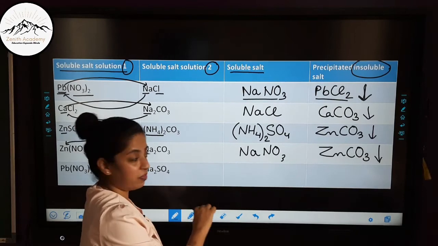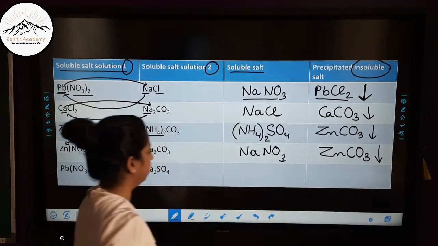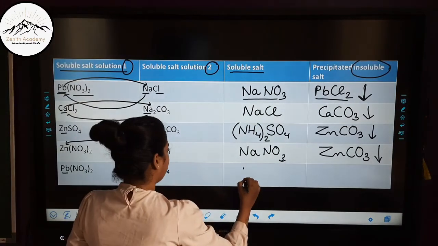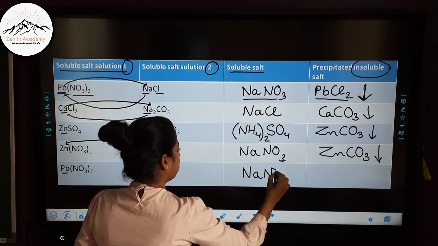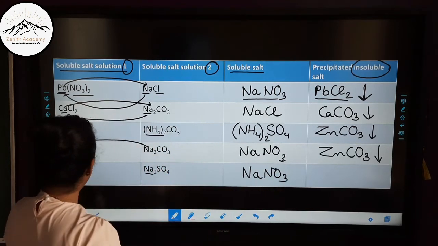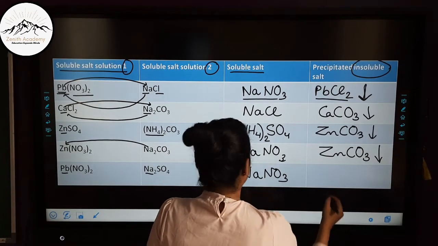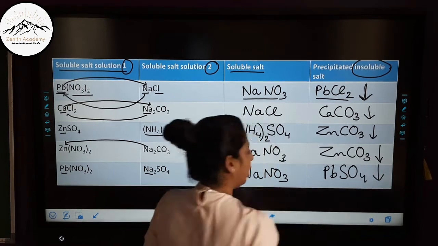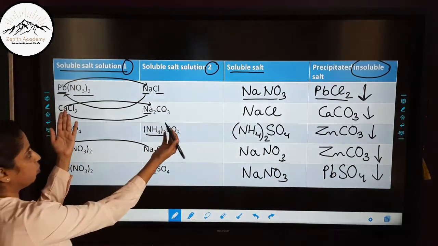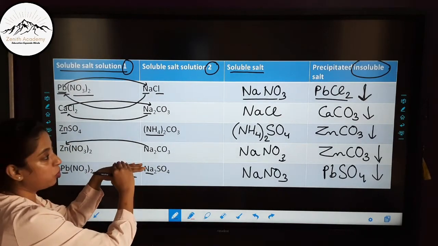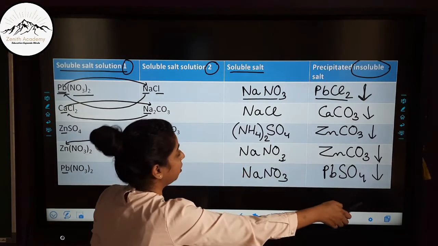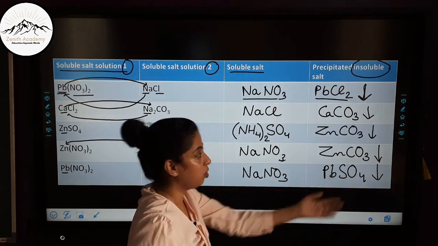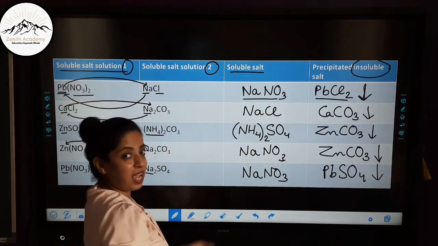We have already learned in our previous slides which salts are soluble and which are insoluble. Now here lead and sodium get exchanged. So I get sodium nitrate again, which is soluble, and lead sulfate, PbSO4, which is insoluble and will get precipitated out. So this way we take two soluble solutions, mix them together, and get two different salts by double decomposition, out of which one is insoluble. So we will filter this out, and the other will be available in the filtrate as it is soluble.